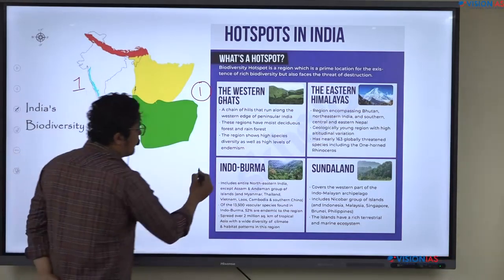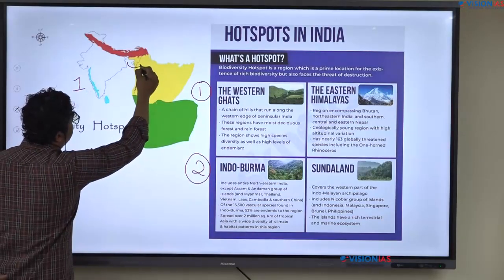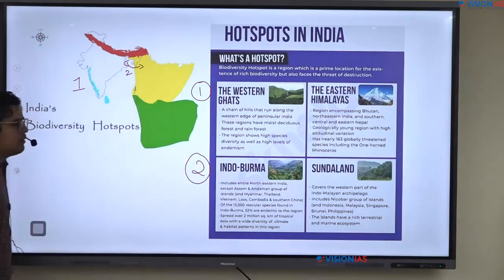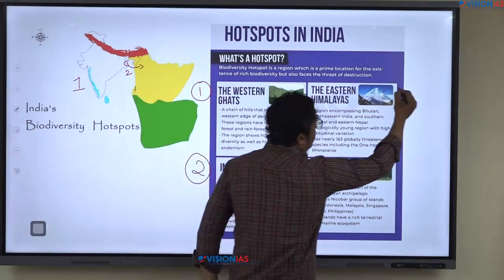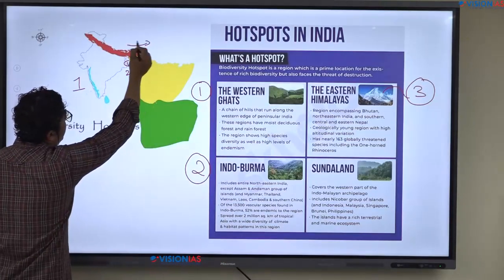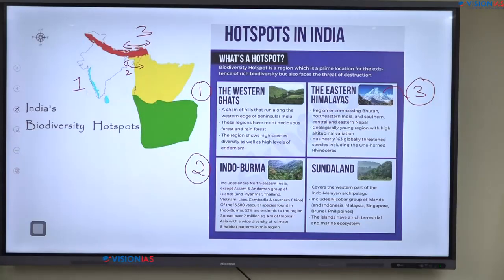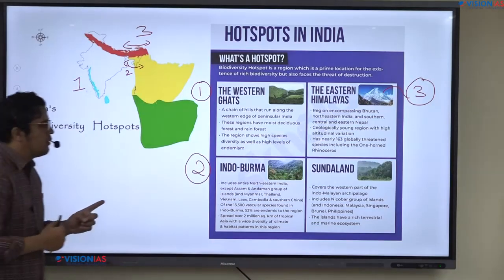Second place, Indo-Burma. This yellow colored region that you see here, in our northeast India, Manipur, Nagaland, Meghalaya, Tripura, these states are part of the Indo-Burma biodiversity hotspot. Third, Eastern Himalayas, this red section that you see here. The states of Sikkim, Assam, Arunachal come in this. And then the fourth one, Sundaland.